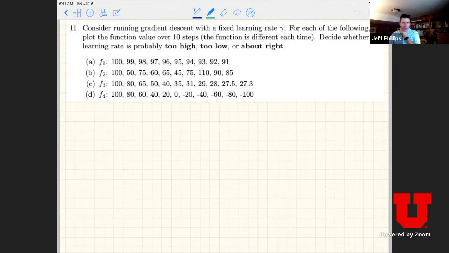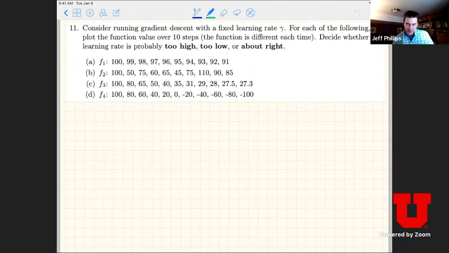Okay, cool. This is a fun question. Consider running gradient descent with a fixed learning rate. For each of the following, we plot the function value over 10 steps. The function is different each time. We should decide whether the learning rate is too high, too low, or about right. Am I going too rapidly down, too slowly, or about right? We should be able to get some understanding of this just from plotting the function value, and hopefully you plotted function values for some of the assignments and have some sense of this.